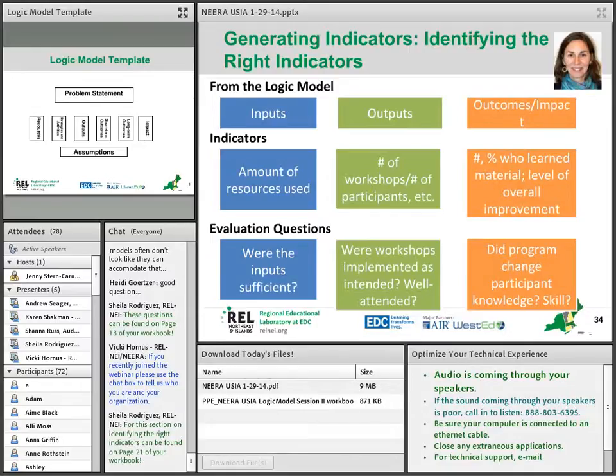So with the College Ready example, again, we might ask, did parents' understanding of the college application process improve? Did students ultimately go to college, and so forth? So again, there can be both short-term and long-term types of outcome-related evaluation questions, but they have to do with the results of the program.